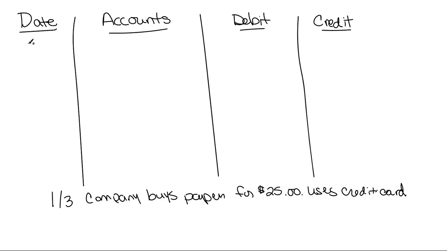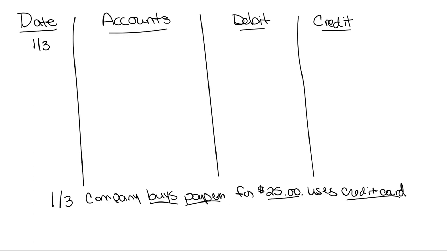The first thing I'm going to do is write in the date since I've got that. So on 1/3 is my date. The company buys paper, $25. And how do we pay? We use a credit card. Whenever you have a transaction, there has to be a give and a take.